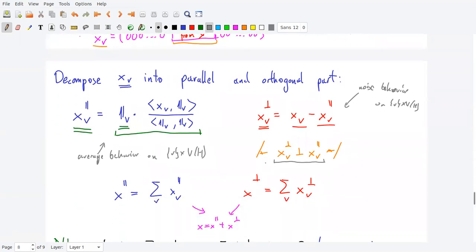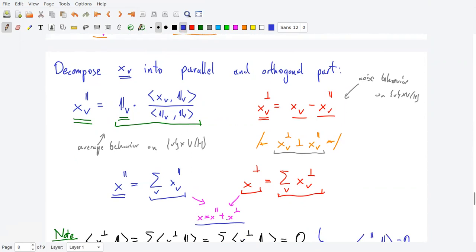Now we define the aggregate parallel part, being just the sum of the parallel parts. This is a vector that is constant on each cloud, but not necessarily constant across different clouds, because X can have different averages on every cloud separately, while the orthogonal part is simply the sum of the orthogonal parts, the sum of those noises. So then clearly the original vector X is just the sum of this parallel part and the orthogonal part. Good.